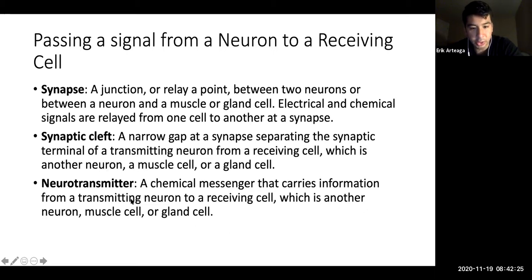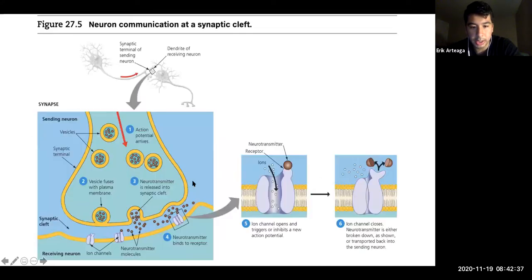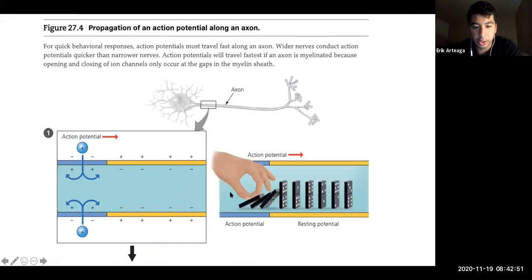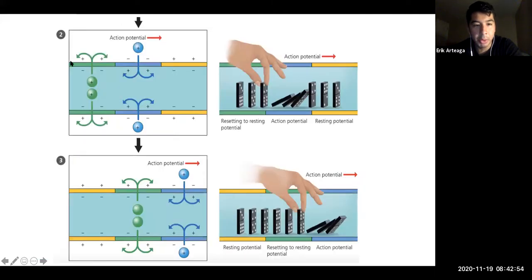Okay, so we also have a neurotransmitter, which is essentially acetylcholine, a chemical messenger that carries information from a transmitting neuron to a receiving cell, which is another neuron, muscle cell, or gland cell. Okay, and we'll see that right now. And again, this is occurring at the synaptic terminal. So this is done after the action potential has been completed, right? So after all of these electrical currents are sent down the axon. And remember, we have the myelin sheathing here on the outside that helps insulate and helps send this current down.